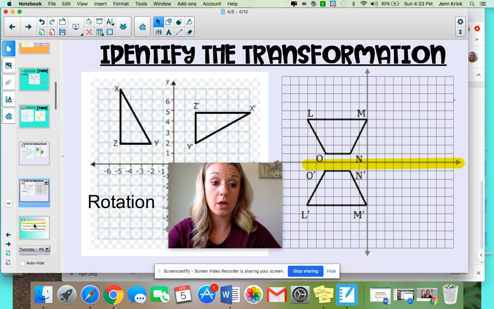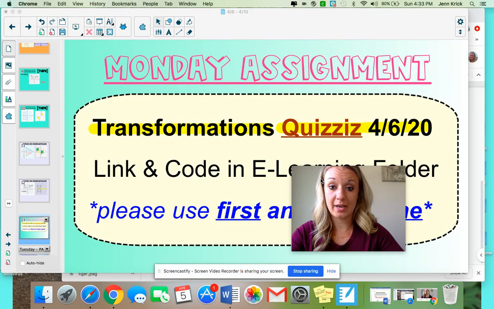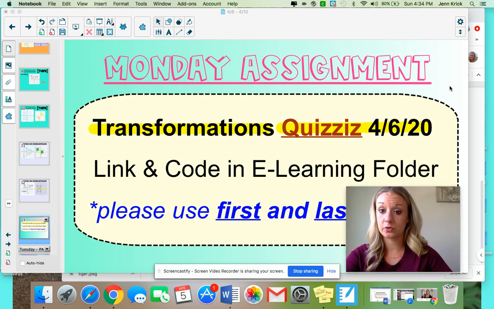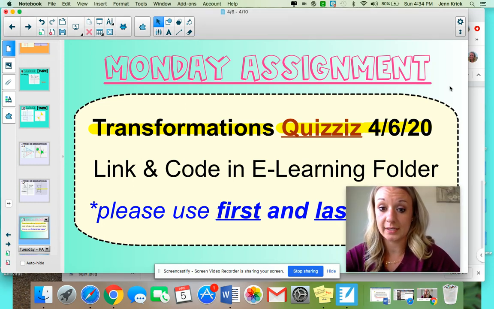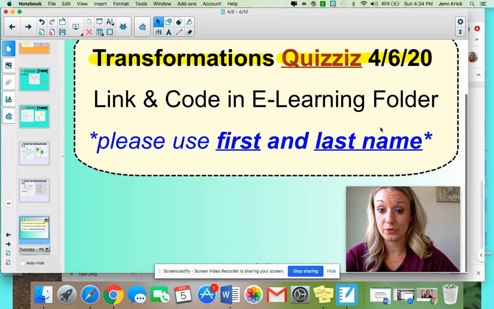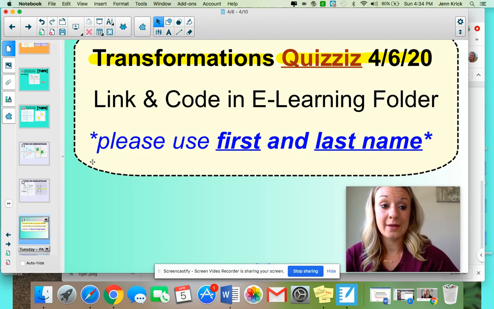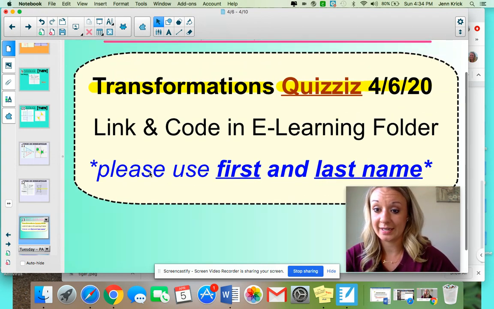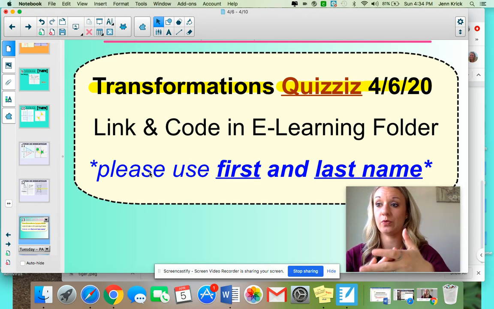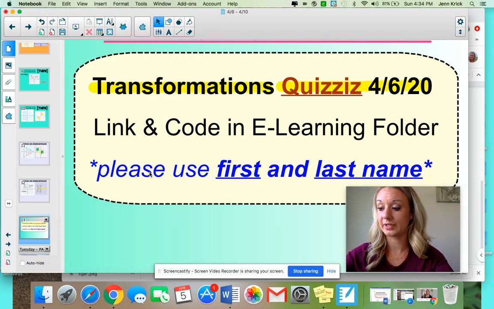All right, so your homework for today, for Monday, is the Transformations Basics quizzes for 620 that's linked in your e-learning folder. Please, please, please use your first and last name so that I can see that it's you and I can give you points. All you're going to be doing on the quizzes is identifying, like, all right, this image is in quadrant 1, this is in quadrant 2, this was a translation, this is a reflection. It is going to prep you for tomorrow's lesson.